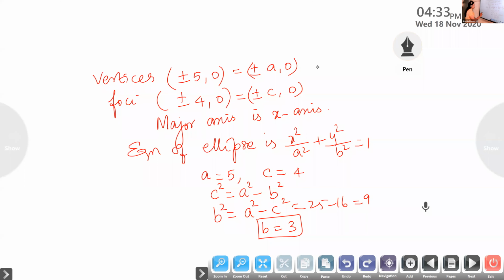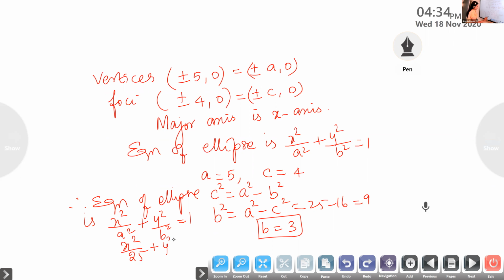So, what will be the equation of the ellipse? The equation of the ellipse is x square by a square plus y square by b square is equal to 1. Substitute the values there. A is 5. So, x square by 25 plus y square by 9 is equal to 1. Is it clear, children? Is it okay?